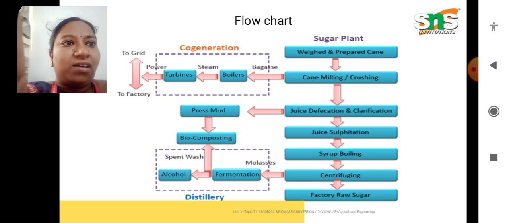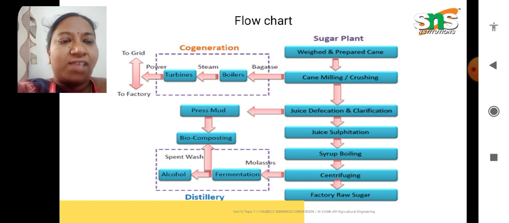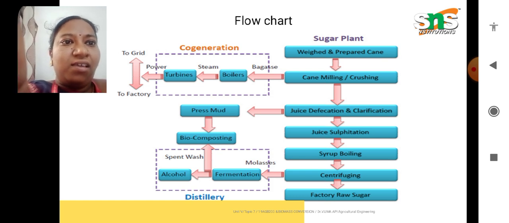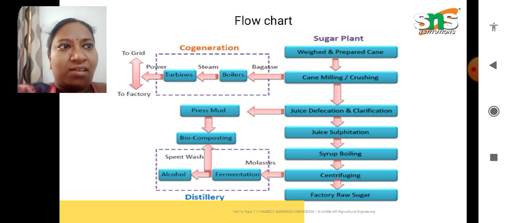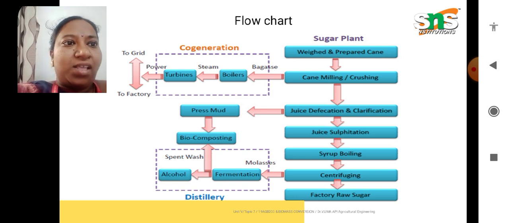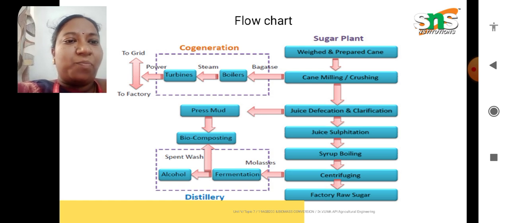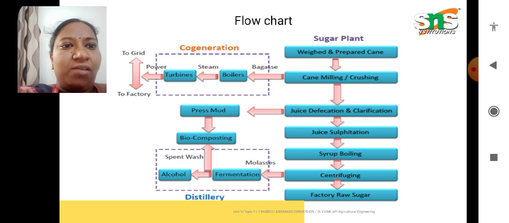The waste from the crushing mill is bagasse, the solid waste generated in a sugar industry, which is sent as feed for the boilers. It produces steam, which is used to run the turbines and generate power. It is utilized in the industry, and the excess or surplus power is connected to the grid. After that, in the clarification unit, press mud is produced. The press mud is also sent to biocomposting.